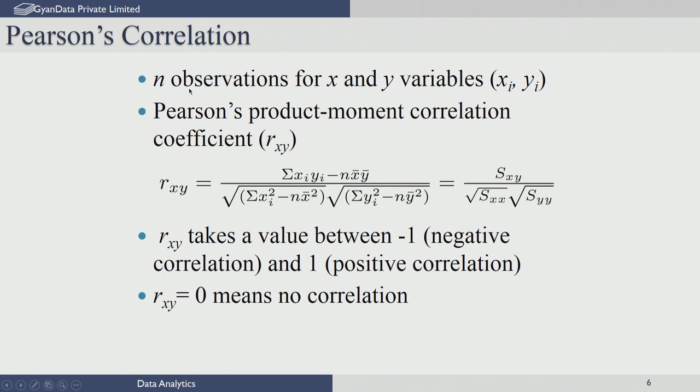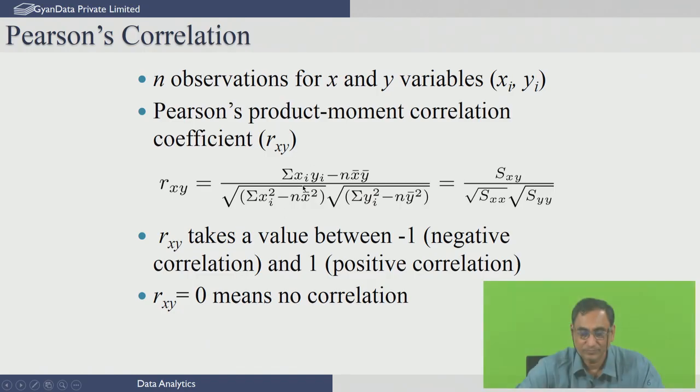Here, as we started with, we have n observations for the variables x and y, and we define the Pearson's correlation coefficient, denoted by Rxy or sometimes by rho xy, by this quantity, where we are essentially taking the same thing that we did before, the covariance between x and y divided by the standard deviation of x and the standard deviation of y.